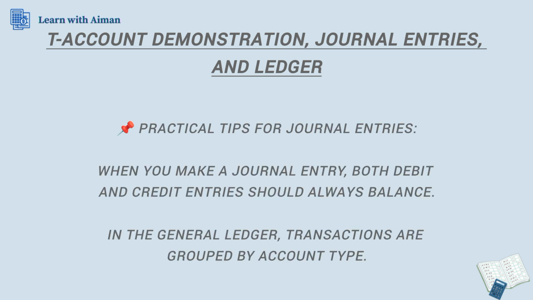Practical tip for journal entries. When you make a journal entry, both debit and credit entries should always balance. In the general ledger, transactions are grouped by account type.